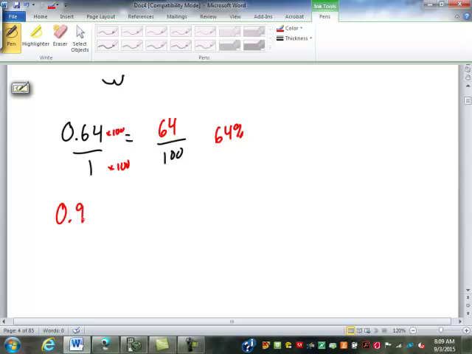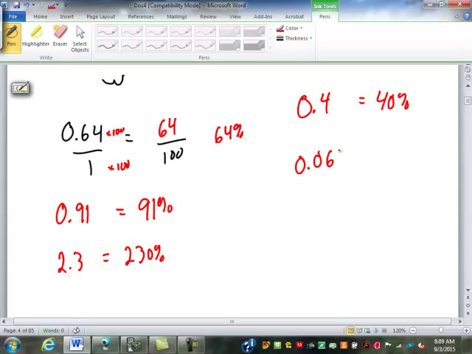So if I have 0.91, what's that as a percent? 91%. 2.3, 230%. 0.4, 40%. 0.067, 6 and 7 tenths, or 6.7%. Either way, right? How about 5? 500%. Perfect. Remember, 1, of course, equals 100%.